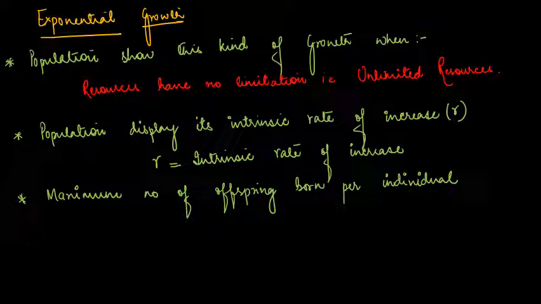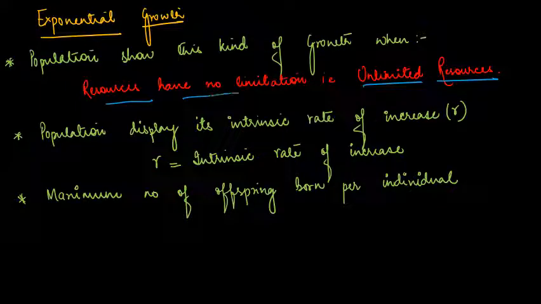So exponential growth means increasing growth, and populations show this kind of growth when they have unlimited resources, when the resources have no limitation. That means if you are getting everything you want, if you are getting unlimited food, then what happens? Your body will grow, the population will grow, right? So this is what we call exponential growth.